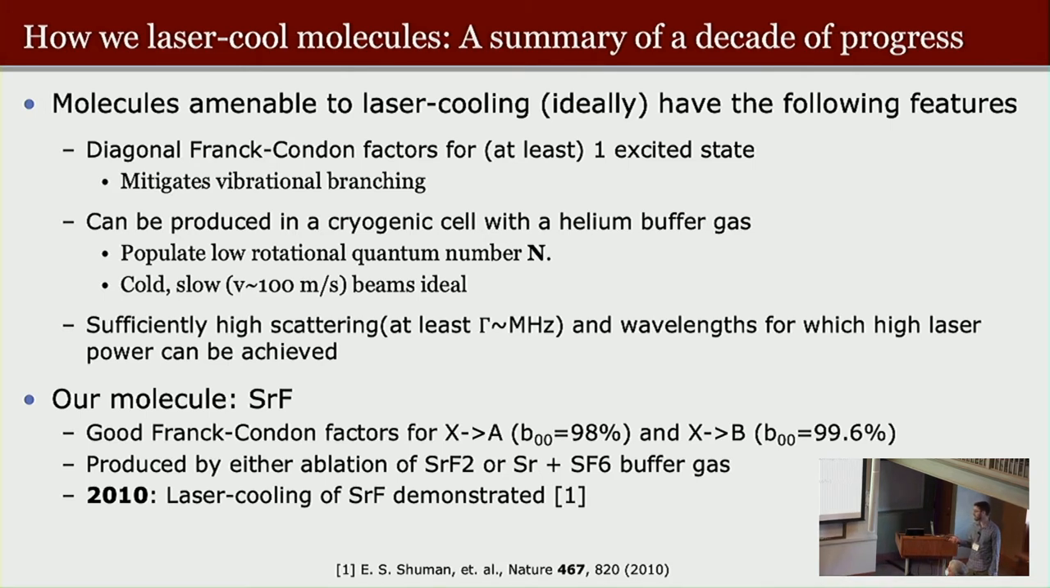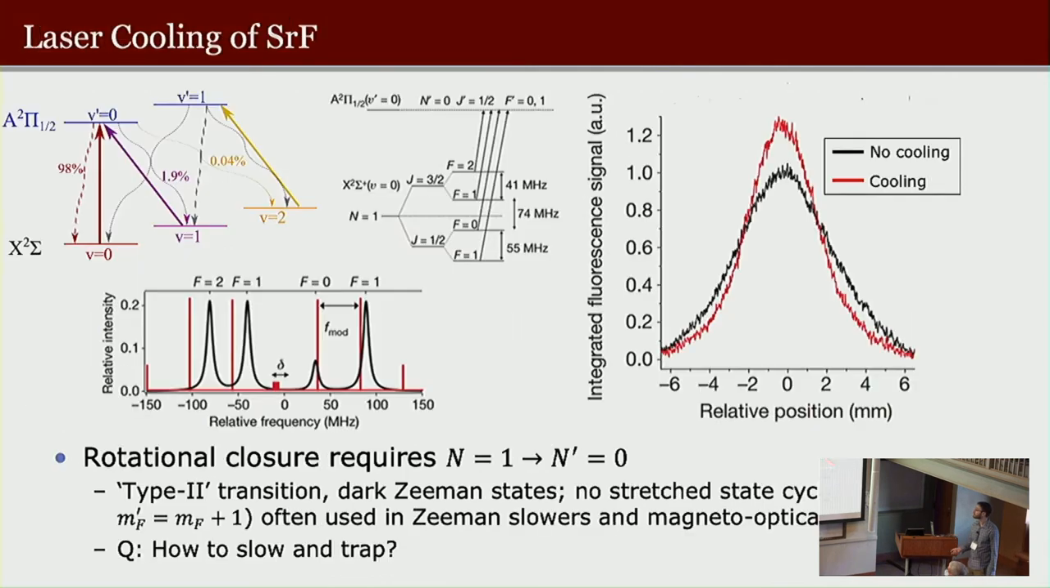It has good Franck-Condon factors for two different electronic transitions, X to A and X to B. Little b here indicates the branching ratio from excited state V equals 0 to ground state V equals 0. It can be produced in this sort of cryogenic buffer gas system by ablation in two different ways. And about a decade ago, laser cooling of strontium fluoride was first demonstrated. So how did that work?